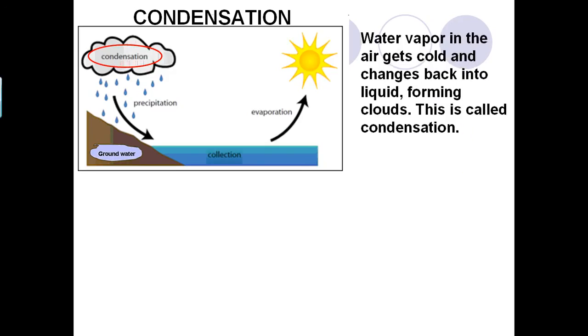Next, we have condensation. Condensation is when water vapor in the air gets cold and changes back into liquid forming clouds. So water in the air is a gas. During condensation, that gas, those molecules, they come back together and those water droplets get bigger, causing our clouds, and when they get too heavy, we'll move on to precipitation. So what you need to know for this one is condensation is when the air gets cold and changes the water molecules back into a liquid, forming clouds.